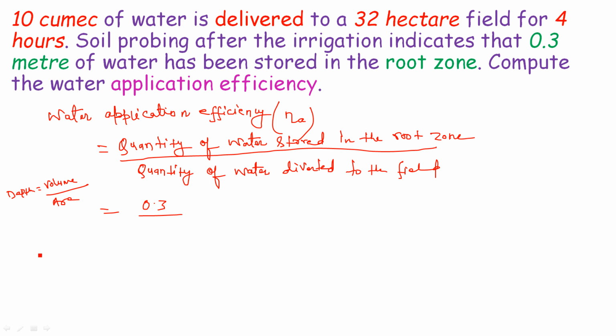Okay, so volume is how much? 10 cubic into 4 hours, so 4 hours into 3600 seconds, divided by this area, 32 hectares, so 32 into 10 to the power 4. So we can write 10 into 4 into 3600 divided by 32 into 10 to the power 4. If we solve this, we will get 66.67%. So the water application efficiency comes as 66.67%. Okay.